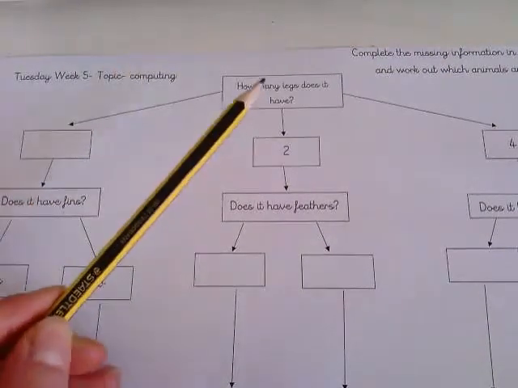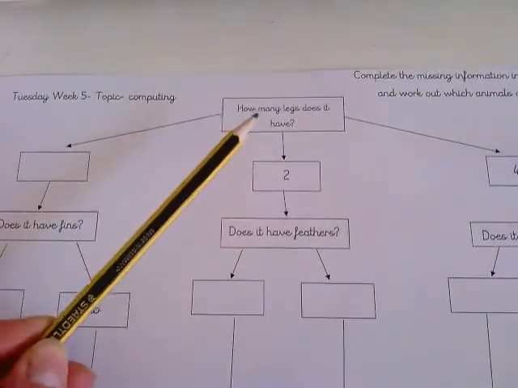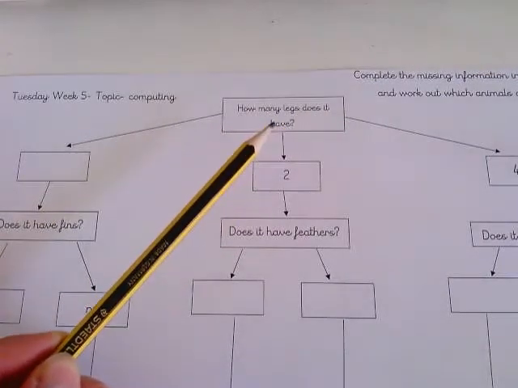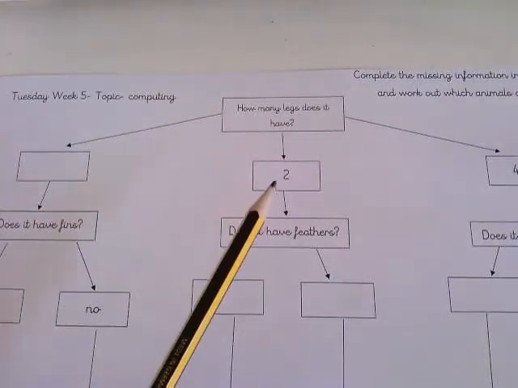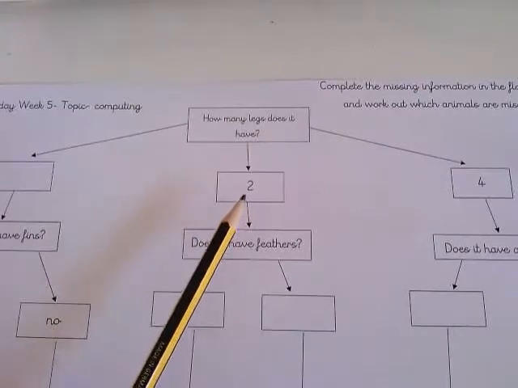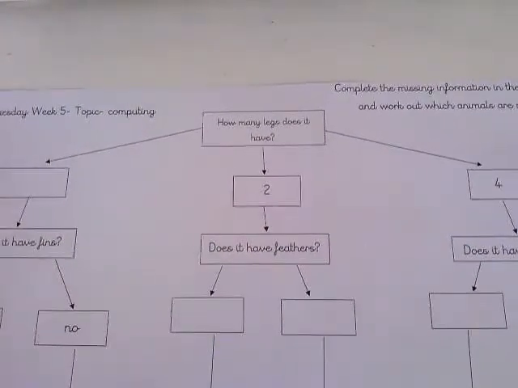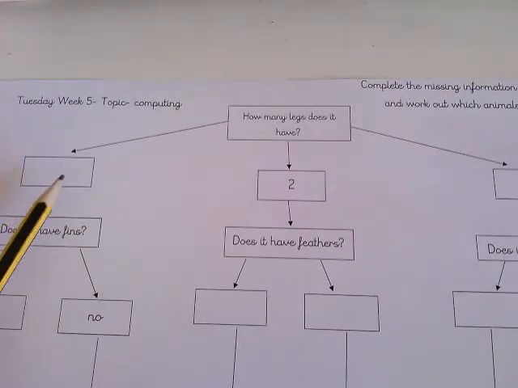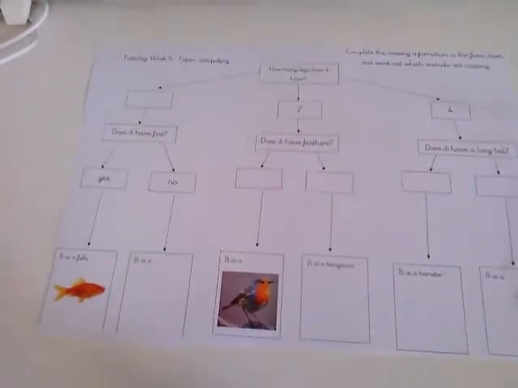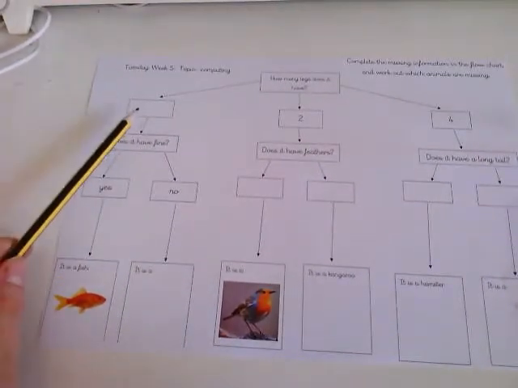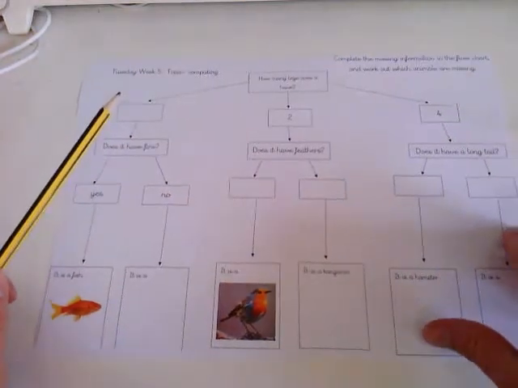So our first question, you can read with me, how many legs does it have? So you need to answer. We have 2 legs or 4 legs here, but we have a missing empty box, and you need to answer all of the empty boxes. You need to fill them in to complete your flowchart. So we're going to do that first box, this box, together before you have a go at doing the rest on your own.